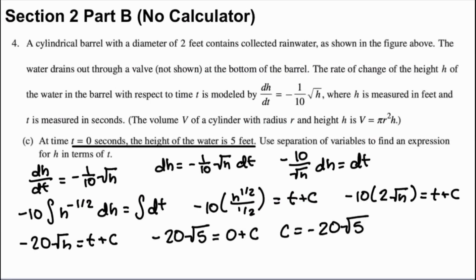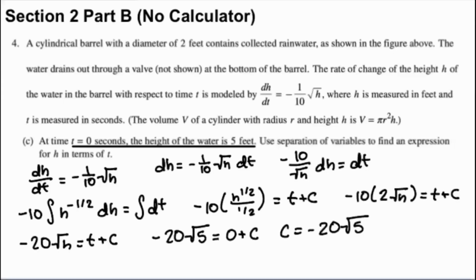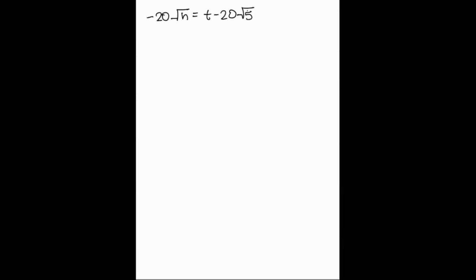It's not consistent with the horizontal layout, but it should still function for us. So we get negative 20 root h is equal to t minus 20 root 5. I do believe that's what we had originally. I'm looking right here. So negative 20 root h is equal to t, and we found c, and we plugged it in right there for that. Great. So now we're going to go through the process of isolating this h value.